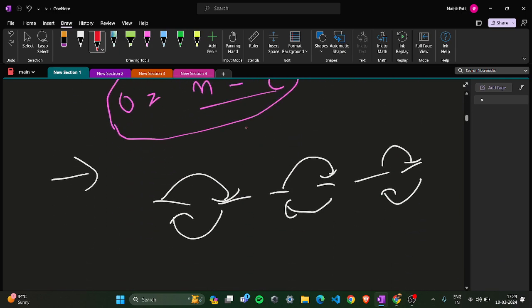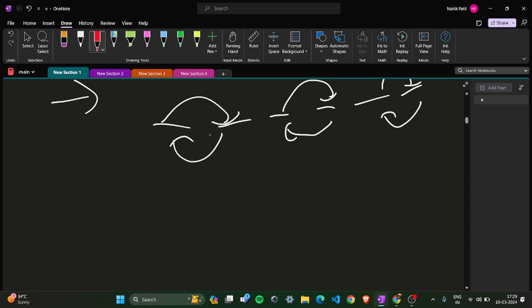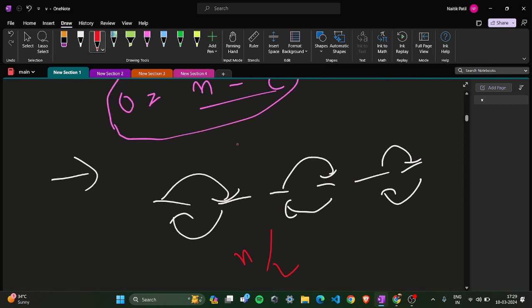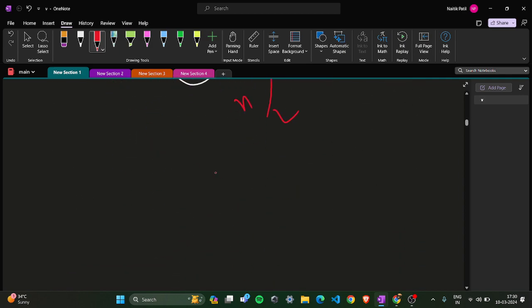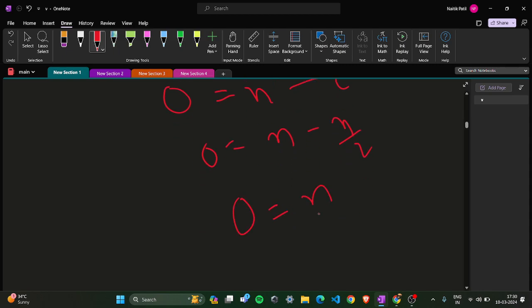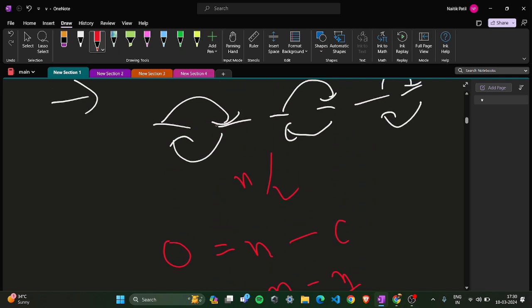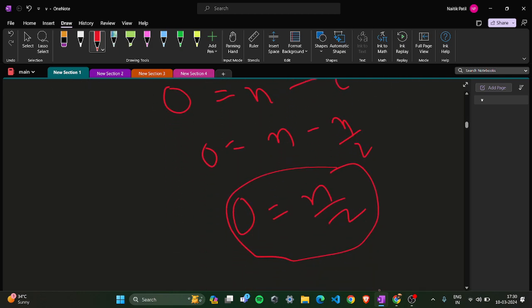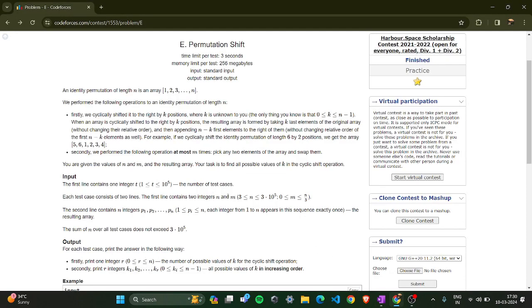So total operations in this case will be, now we know that cycles are n by 2. Why? Because we are pairing two elements. So our operation is n minus c, the total number of operations is n minus n by 2. So we'll require n by 2 swapping operations in this case to reach the identity permutation. And let's look at the constraint for m. But m here is less than or equal to n by 3.